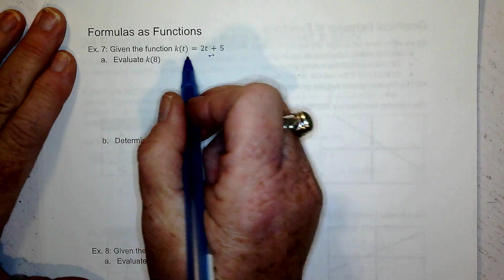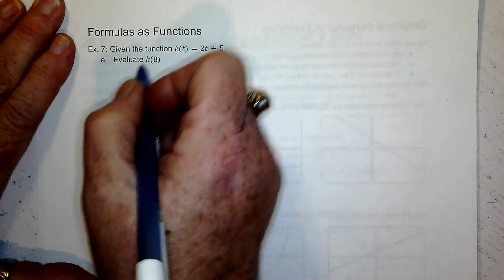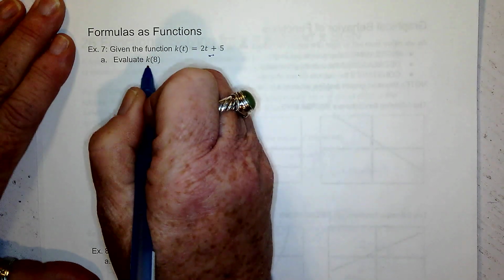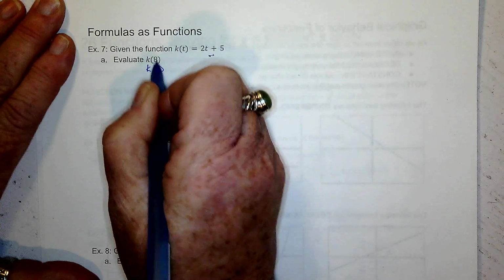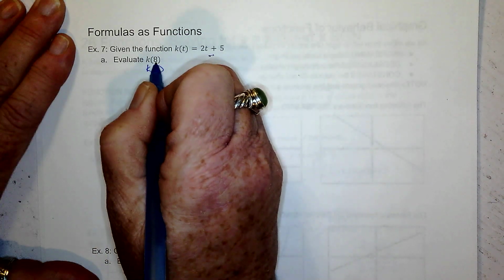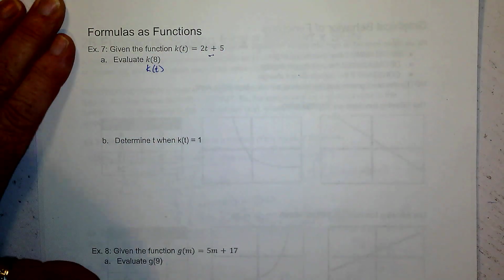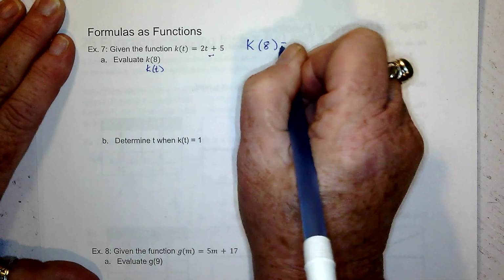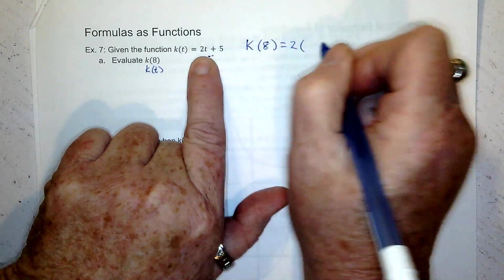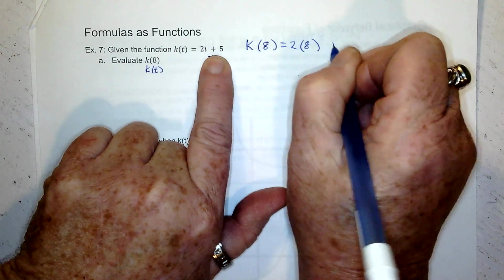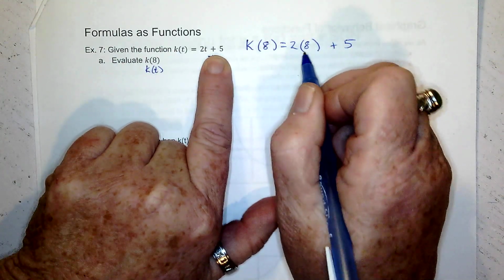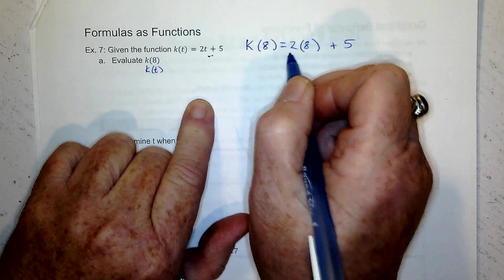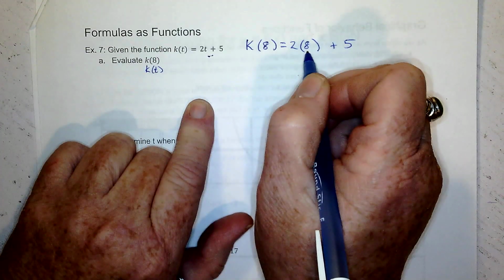Given the function k of t is equal to 2t plus 5, what is taking the place of t? What was here instead of 8? T was. So this is a representation of t is equal to 8. That means everywhere there's a t in this equation, you need to replace it with 8. So k of 8 is equal to 2. Oh, we got a t, so I need to replace that with 8, plus 5. I know to put this in parentheses because this 2 is attached to t by what? Multiplication. So I automatically put it in parentheses.